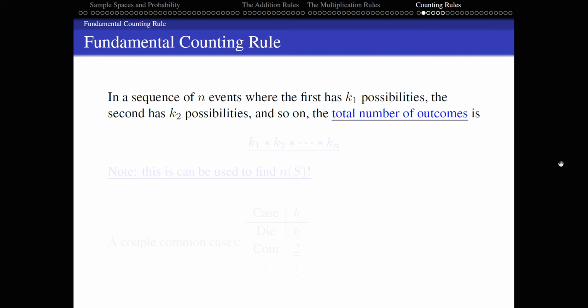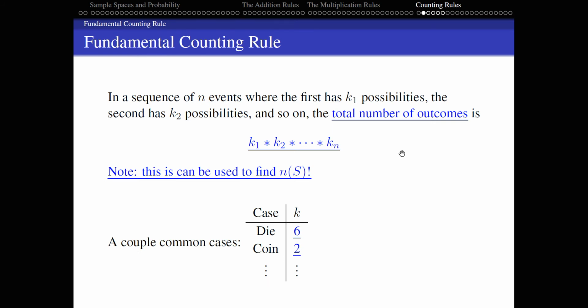The first is the fundamental counting rule. If we have several different events as part of our probability experiment, where the first one has a certain number of possibilities, we'll call it K1 for the first event, and the second one has a certain number of possibilities, we'll call it K2, and so on, then the total number of outcomes that could possibly happen is the number of possibilities in the first event times the number of possibilities in the second event, and so on. This can be used to find the size of the sample space.